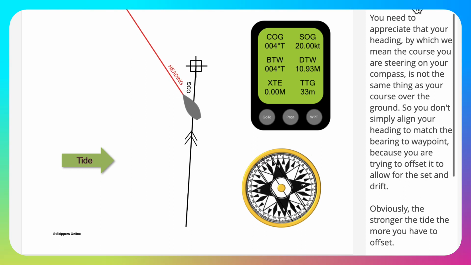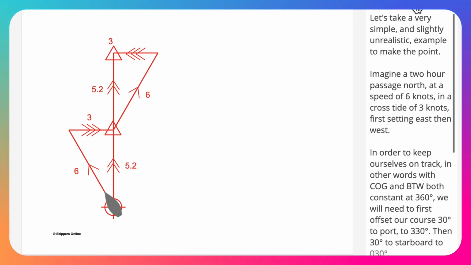And the process of continually adjusting your heading such that COG and BTW remain in line is only efficient if set and drift remain constant, and very inefficient if the tide is expected to turn on a longer passage, especially in strong tides in a relatively slow vessel. Let's take a very simple and slightly unrealistic example to make the point.